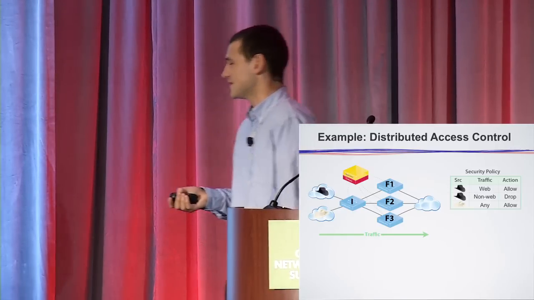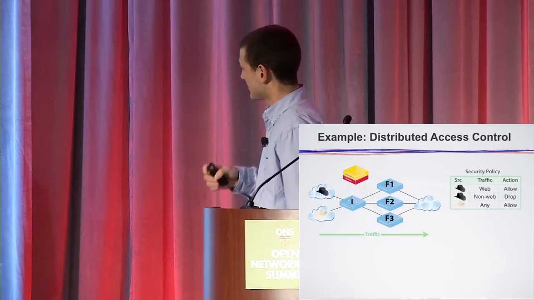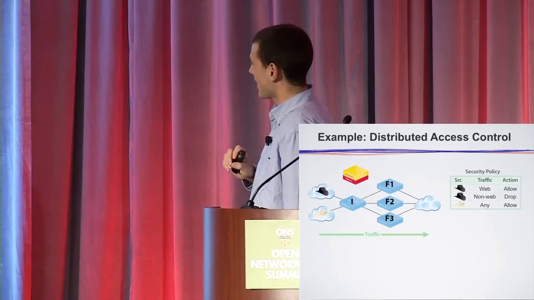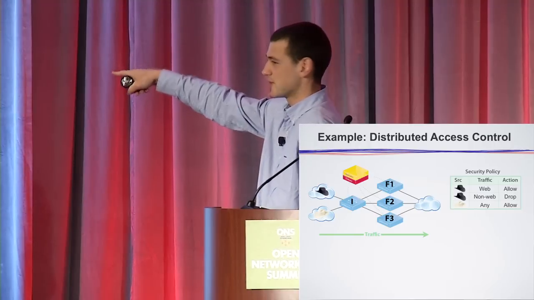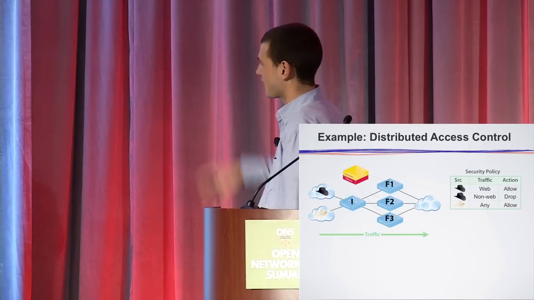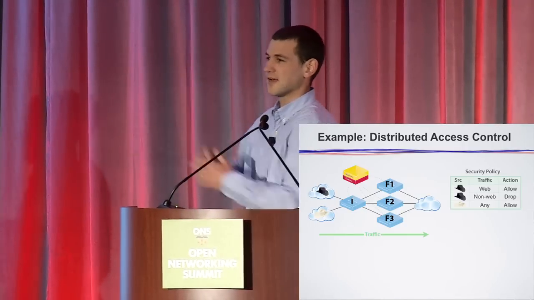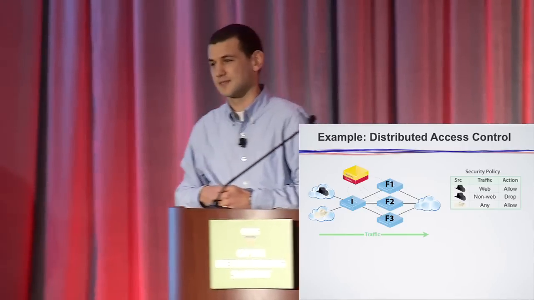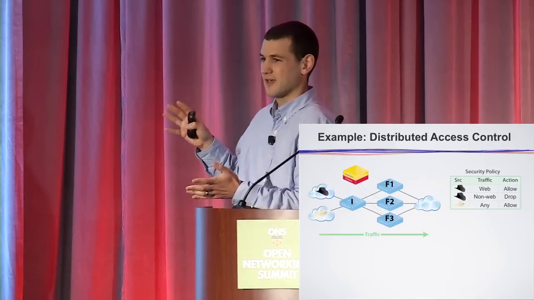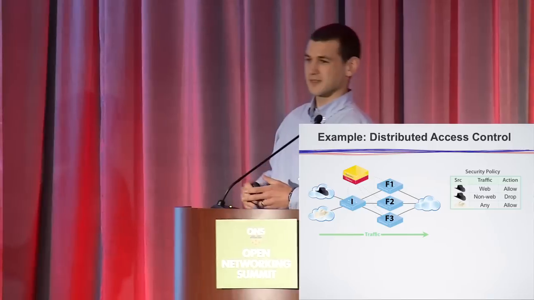This application is intended to implement some kind of distributed firewall. In the diagram you see here, I have 4 switches, 1 ingress switch and 3 filtering switches. Traffic, for simplicity, is just flowing from left to right. The traffic on the ingress side, I've divided into 2 classes: black hat traffic, which is somehow untrusted, and white hat traffic, which is trusted.